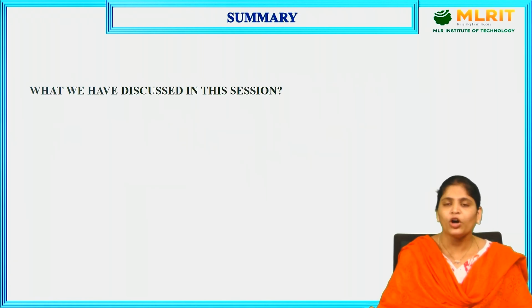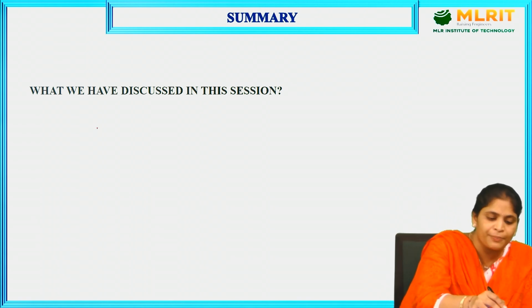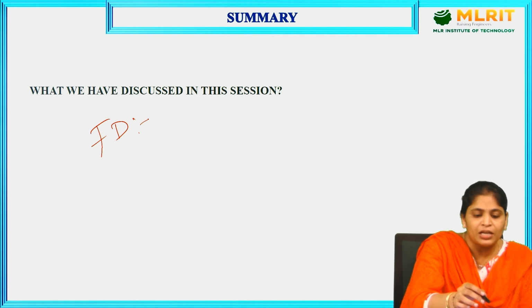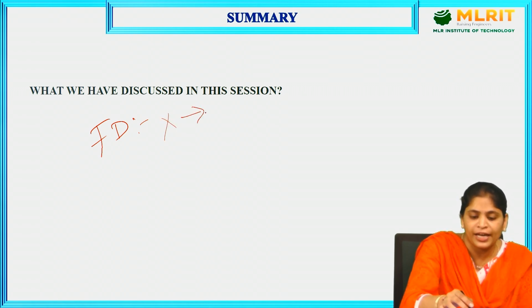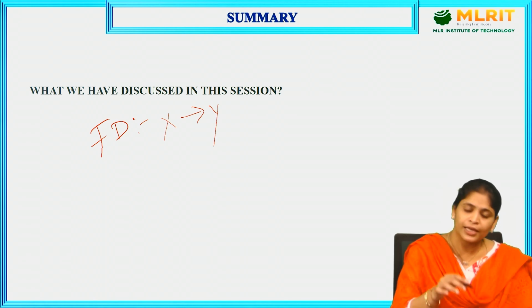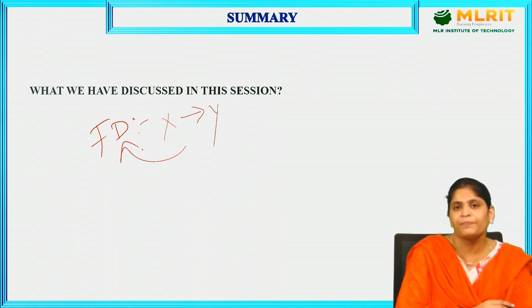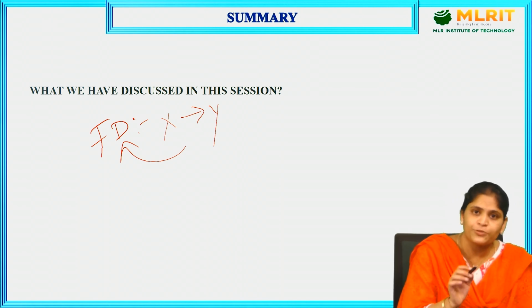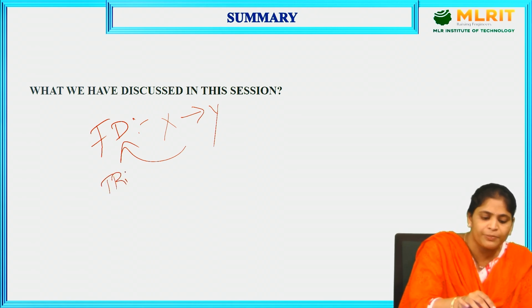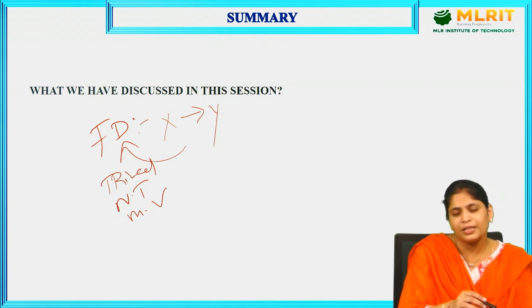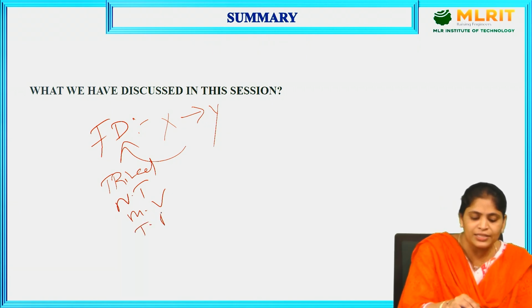So, till now, what have we discussed? We have discussed what a functional dependency is. What is a functional dependency? One column of a table, or one attribute of a table, can derive another attribute uniquely. Then it is called a functional dependency. And we have seen the different types of functional dependencies: trivial functional dependency, non-trivial functional dependency, multivalued dependency, and the last one is transitive dependency.